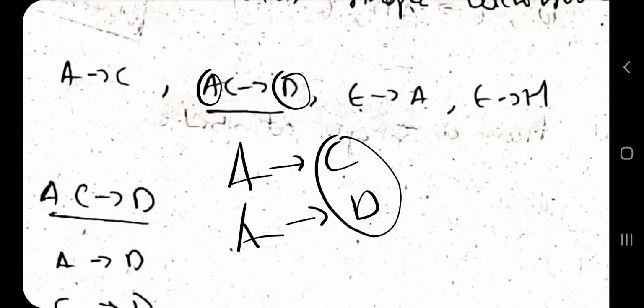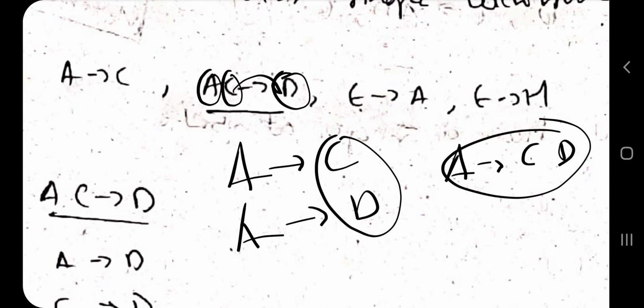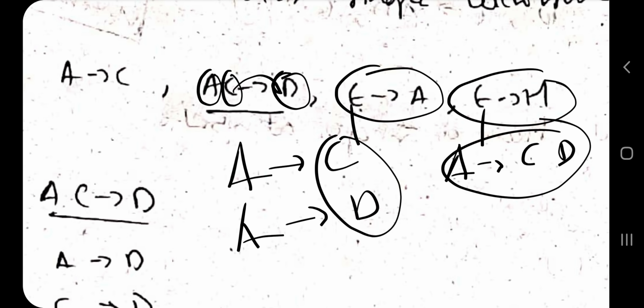Combine these both and write CET. A goes to CD. So it does not matter if I write C here, C goes to C, we need not write. That doesn't make any sense, right? So A goes to CD is the first one. Combine these both, common letters, combine, E goes to AH. That's all what you have to write here. A goes to CD, E goes to AH. That's the minimal cover. Okay.